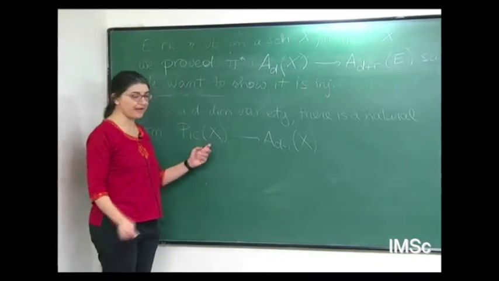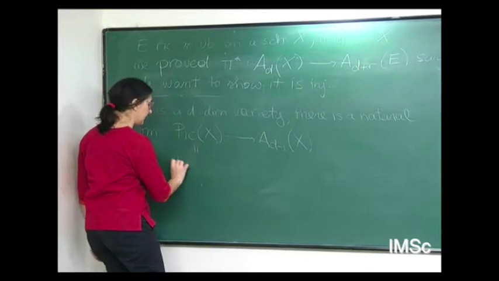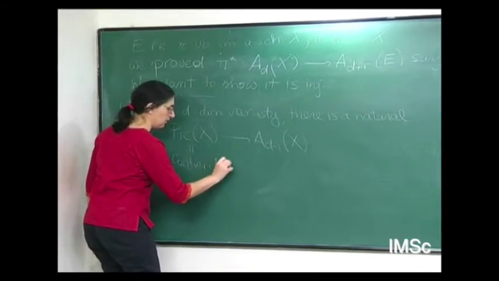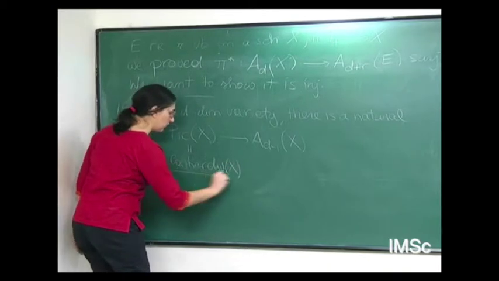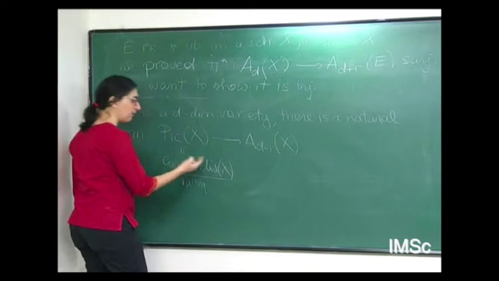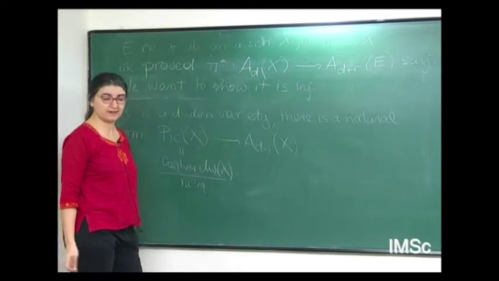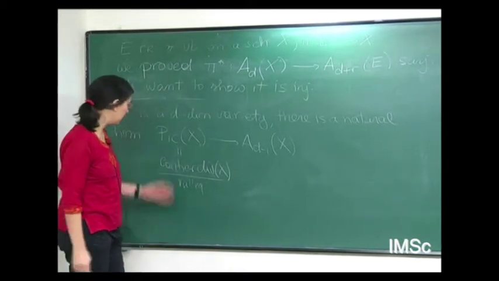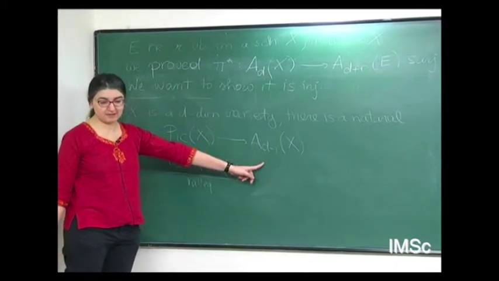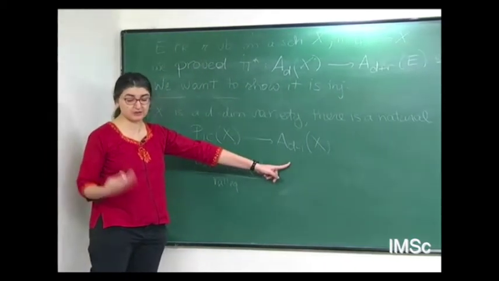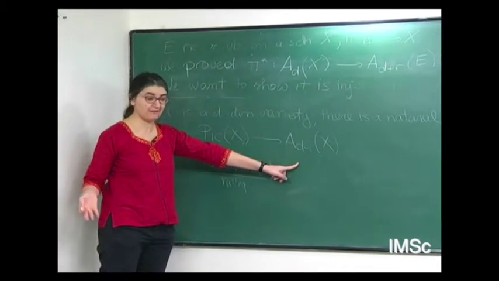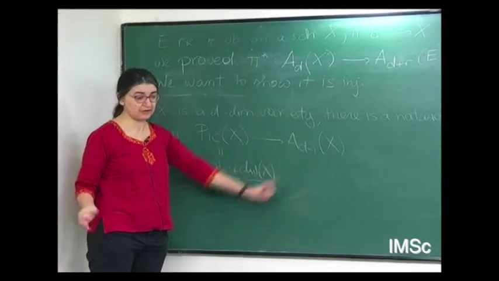because the Picard group of X, after all, is the Cartier divisors of X modulo rational equivalence. And of course, every Cartier divisor is in particular a divisor. And the rational equivalence here is the same as the rational equivalence there because it's given by divisors that are the divisor associated to a rational function.